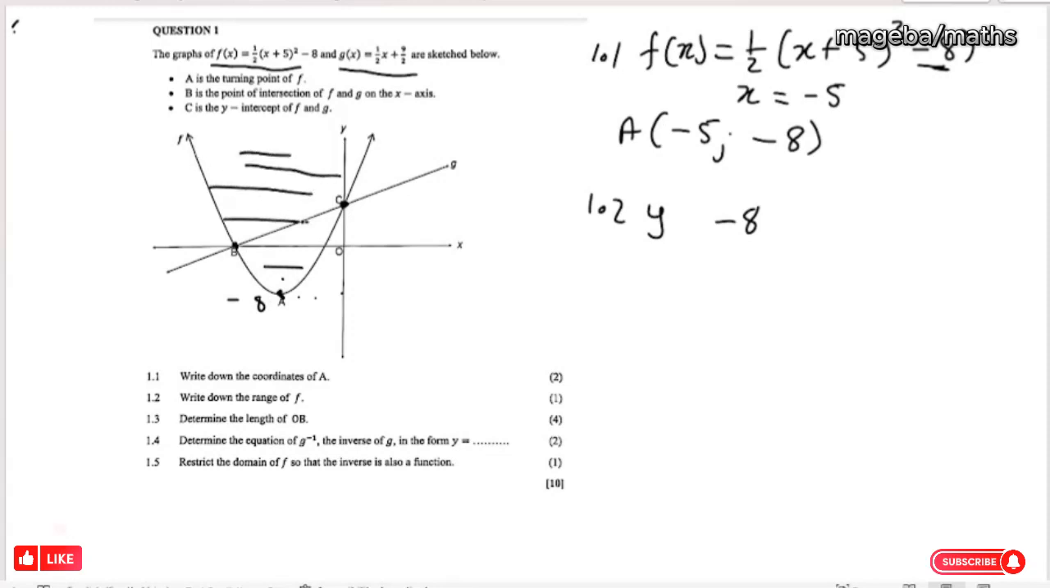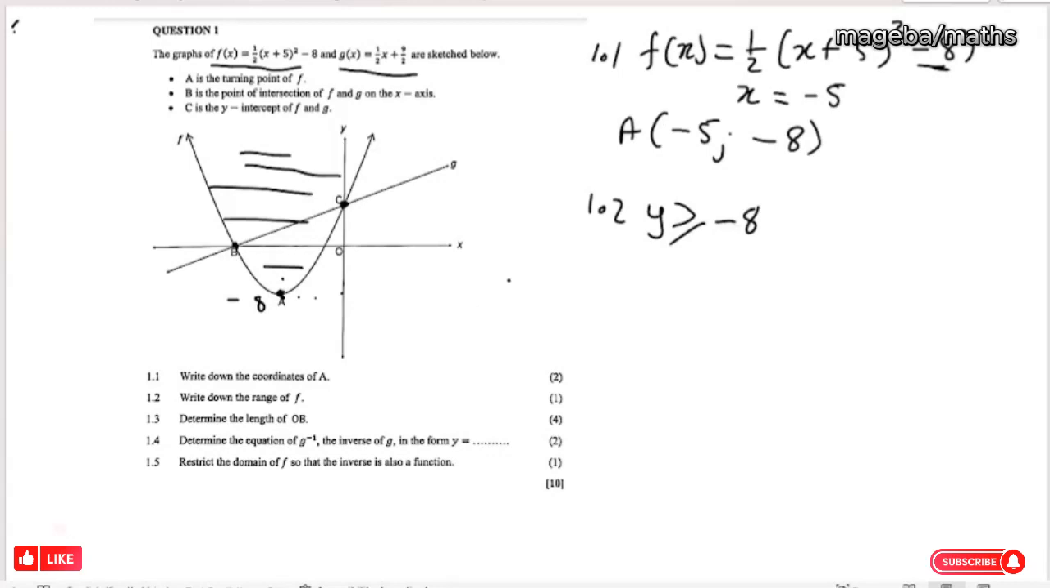all the y-values that go upward are going to be bigger than what? Negative 8. So these y coordinates that are going up are bigger than negative 8. Because starting here I need to include the negative 8, it's going to be greater than or equal to negative 8.